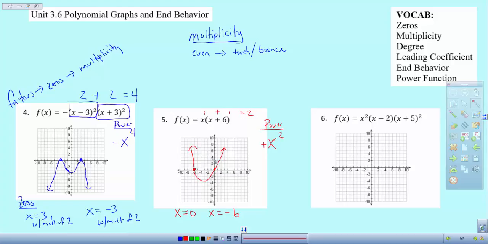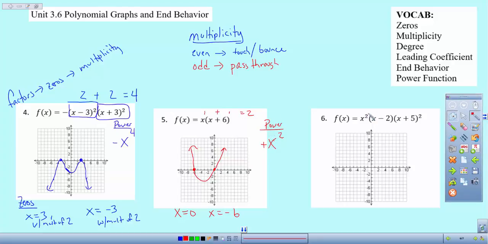Now remember, all we're doing is drawing a rough sketch. So you can see here that these two guys are degree of 1. That means they have an odd degree. And if you have an odd degree, then that means that you pass through the x-axis.